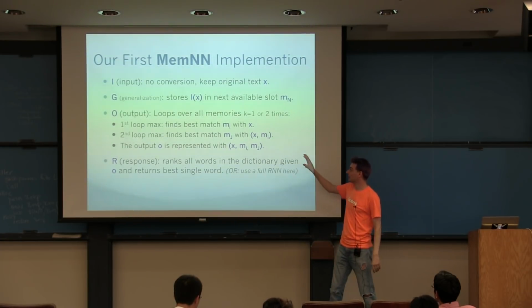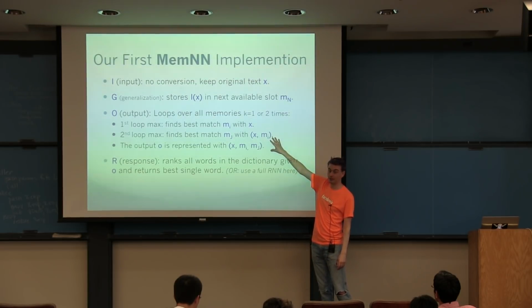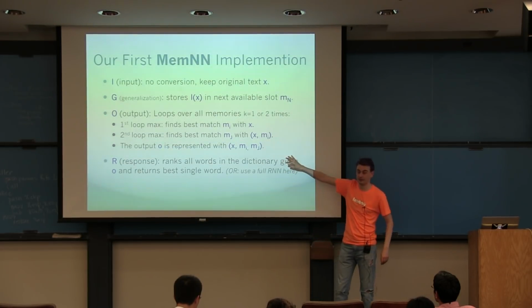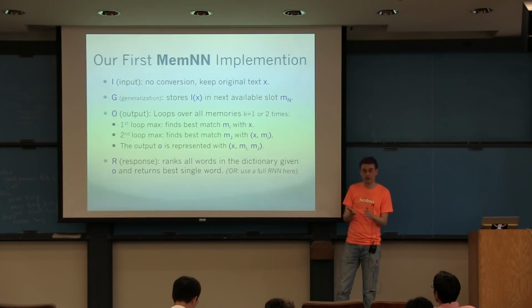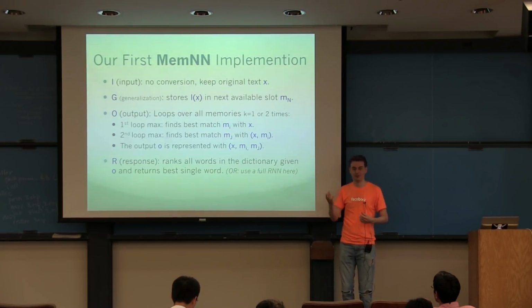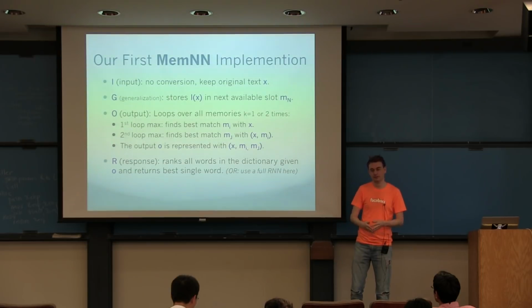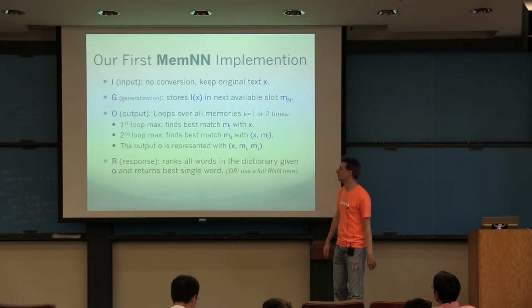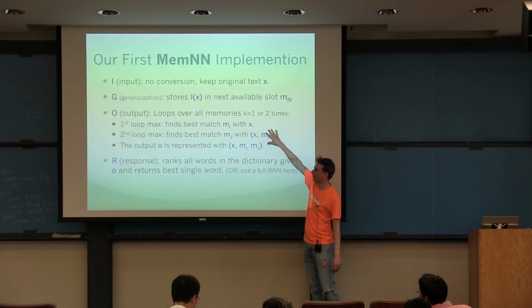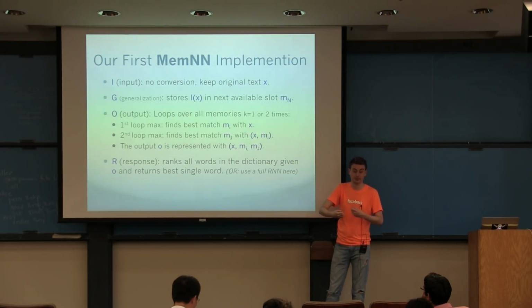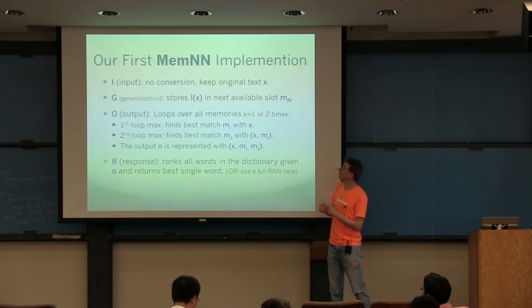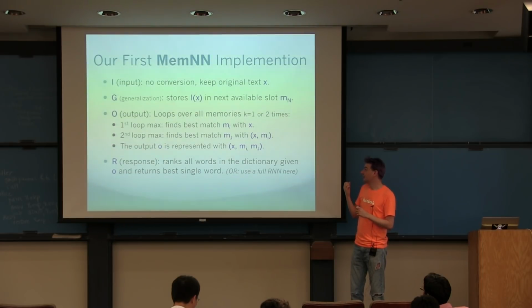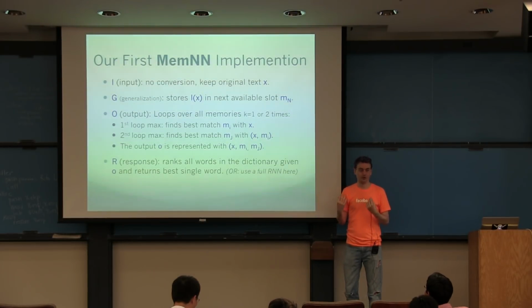So all the work, as I was saying, is going to be in the O component. That's going to have to do all the reasoning. To answer one of these questions, like where is the milk, where is Antoine, or where was Barack Obama born, we're going to have to do all of that in the O component when we're reading from the memory. The way we're going to do that in our first experiments is with just one or two iterations over the memory. We also call these hops.